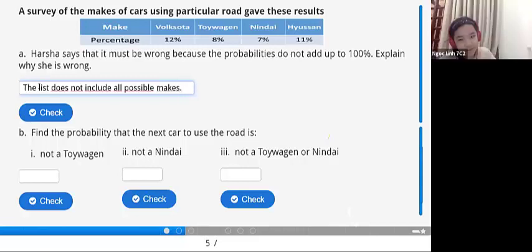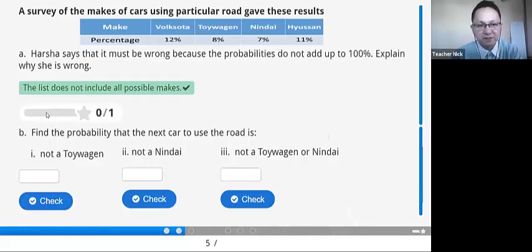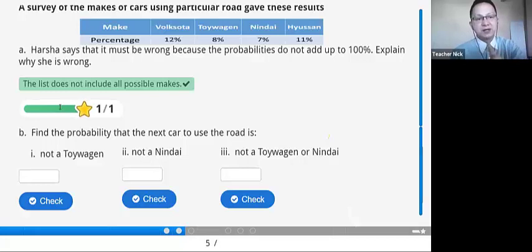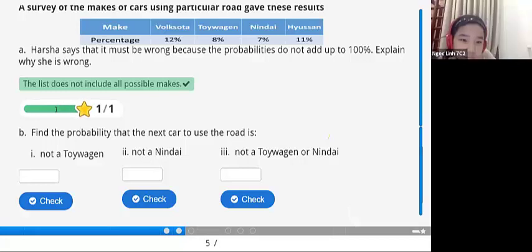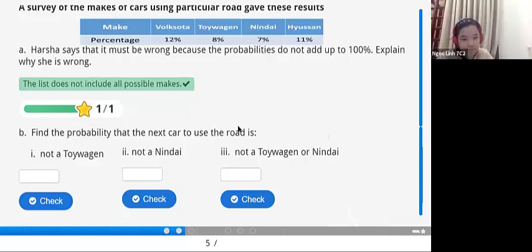Do you think that will be good enough for our reason? Because the list there does not include all possible makes. Only Vox Sota, Toy Wagon, Inday, Yusan are there. So let's check if our answers are correct. All right, very good. Okay, I'll just get your idea, and I'll be the one summarizing it.